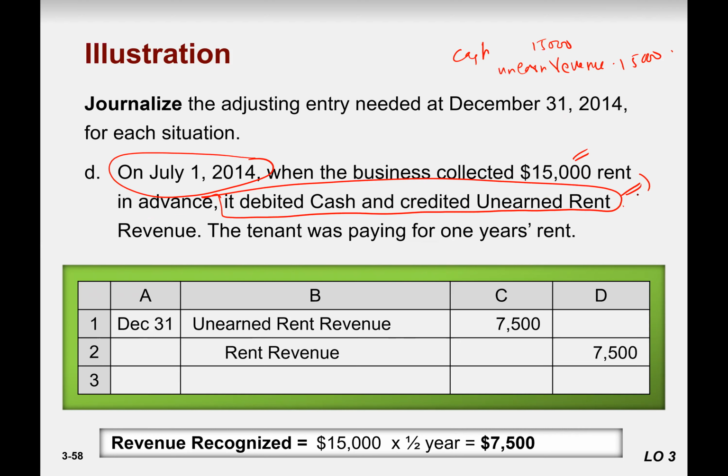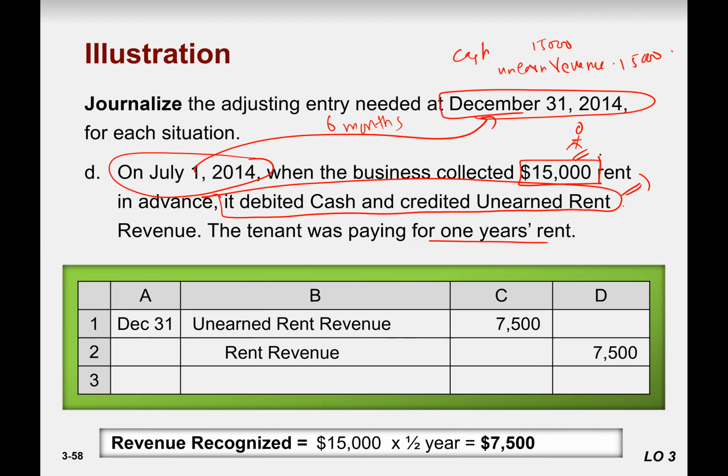And now they say that the rent was for the whole year, and we are now at 31st December 2014. So from July 1st to December 31st, how many months passed? 6 months. So it means this 15,000, which they make this entry, is not a revenue. Why? Because this is unearned. Unearned revenue is our liability, not the equity, right? Not the retained earning, okay? So this is not part of revenue or sales. This is our liability because we didn't perform services.